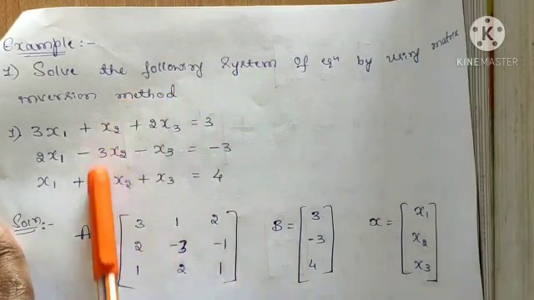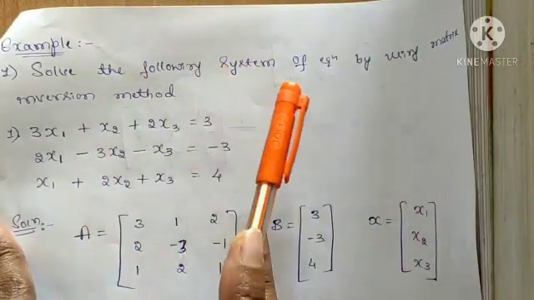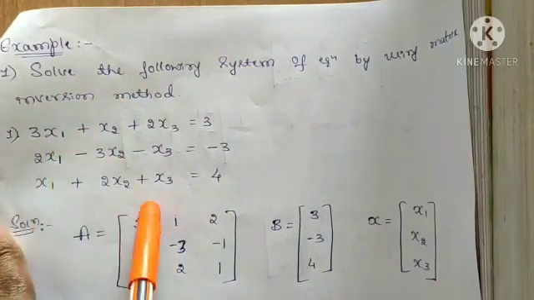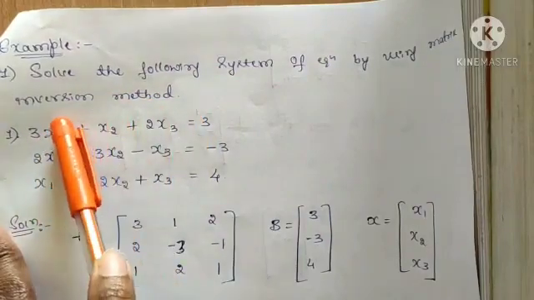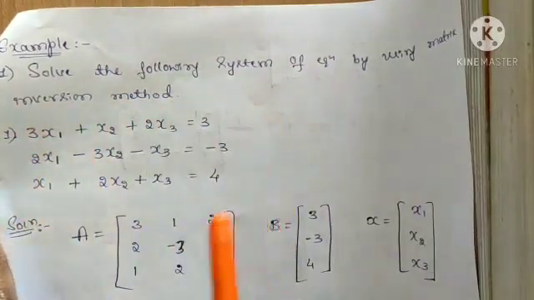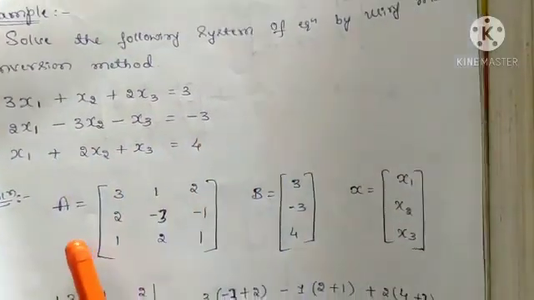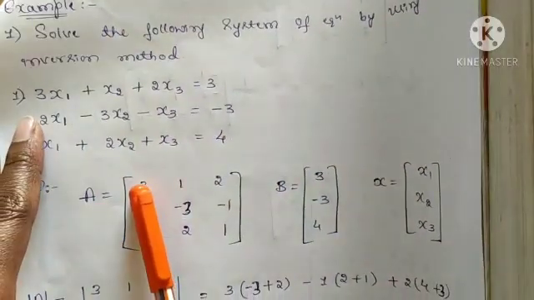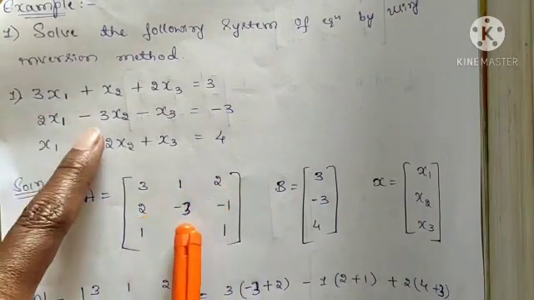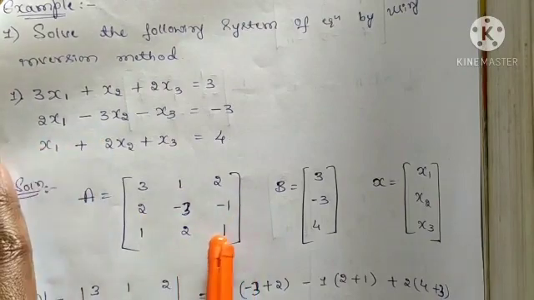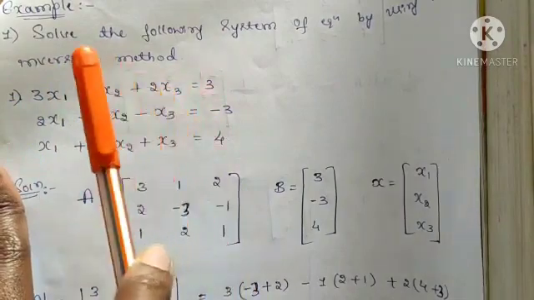You have to solve the following system of equations by using what? The matrix inversion method. In the last class you discussed what the matrix inversion method means. Now consider this problem and reduce it to the form A X = B, where A is your coefficient matrix aij. What are the coefficients? 3, 1, 2, 2, minus 3, minus 1, 1, 2, 1. Those are the coefficients of this linear system of equations.